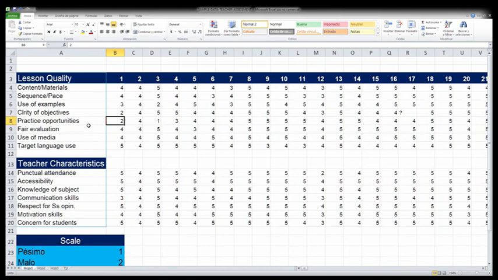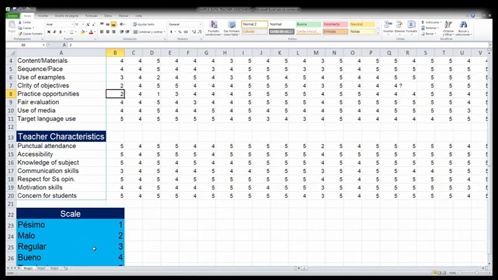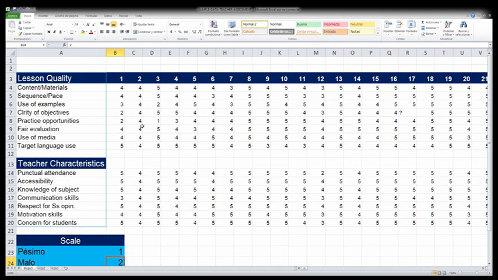If you see, for example, as far as the practice opportunities are concerned, the same student thinks that his or her teacher is bad. Okay, so we have all of the answers here. This is one student, this is another student, and so on. Now, we need to make sense of this information. We need to analyze the information. We need to process the information, calculate the statistics, and then be able to say what the results mean.